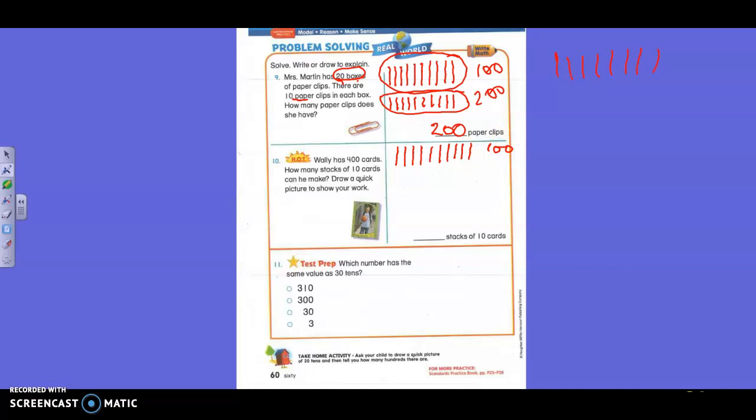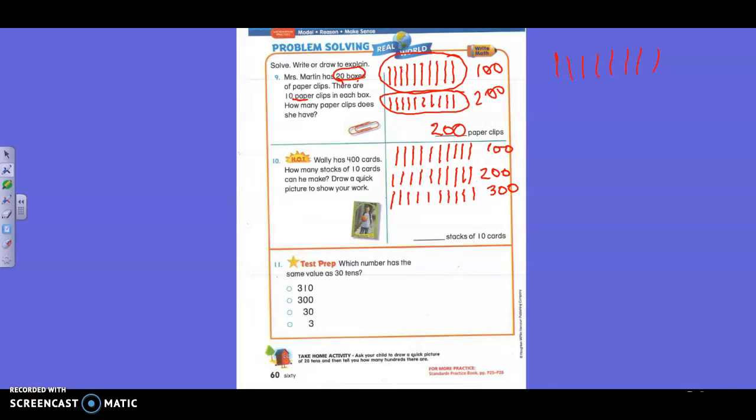We need 400. So let's do another 10. 10, 20, 30, 40, 50, 60, 70, 80, 90, 200. Well, if we are counting by tens, because we have 100 here, and then there's another one, so it'd be 200, right? So this would be 210, 220, 230, 240, 250, 260, 270, 280, 290, 300.